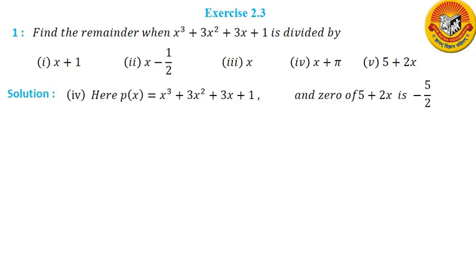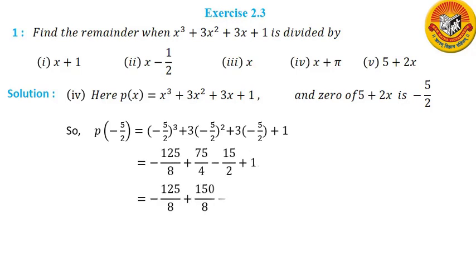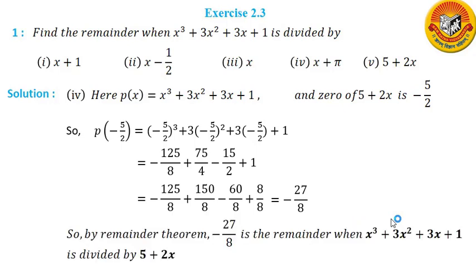The fifth problem is we have to find the remainder when the polynomial is divided by 5 plus 2x. Now for 5 plus 2x, the zero is minus 5 divided by 2. So I will replace x with minus 5 divided by 2. I will get the result as minus 27 upon 8. Now see, here also we first make the denominator the same and then we calculate the numerator. So I will say that by the remainder theorem, minus 27 upon 8 is the remainder when x cube plus 3x square plus 3x plus 1 is divided by 5 plus 2x.